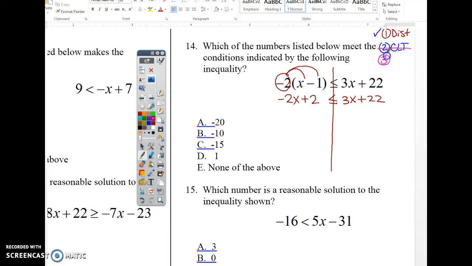which is to move the smallest variable. So I have variables on both sides. Which one is the smallest one? Negative 2x. How do you move it? You add 2x to both sides. That cancels. 3x plus 2x gives you 5x. Everything else comes down. So 2 less than or equal to 5x plus 22. And then the last step is see do.